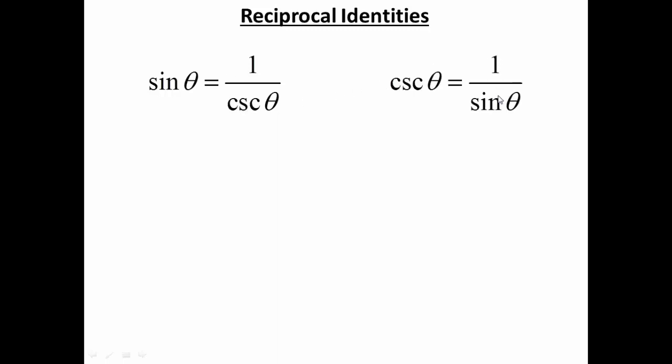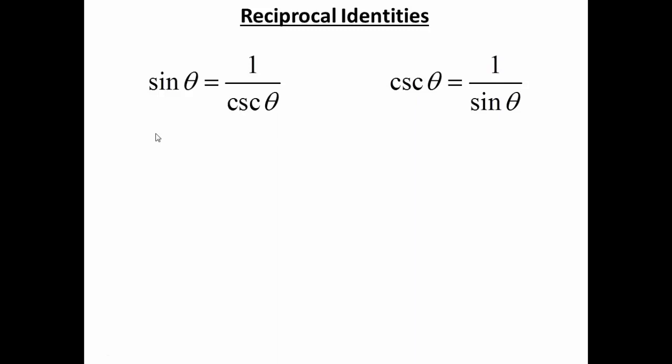Since I know that sine and cosecant are defined as reciprocals of each other, sine is opposite over hypotenuse, cosecant is hypotenuse over opposite, then we can simply say that sine is equal to 1 over cosecant. In other words, sine and cosecant are reciprocals of each other. This right here is referred to as a reciprocal identity. An identity is a statement that's always true no matter what value I pick for theta, no matter what angle I plug in, sine is always going to be 1 over cosecant. And for that matter, cosecant is always 1 over sine.